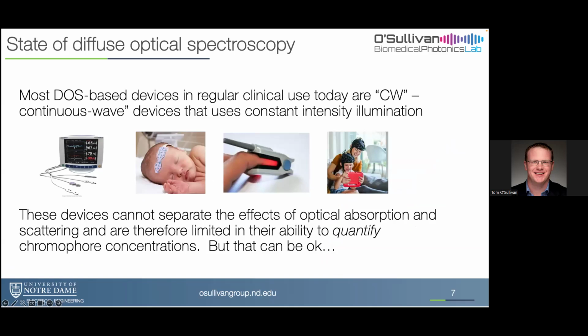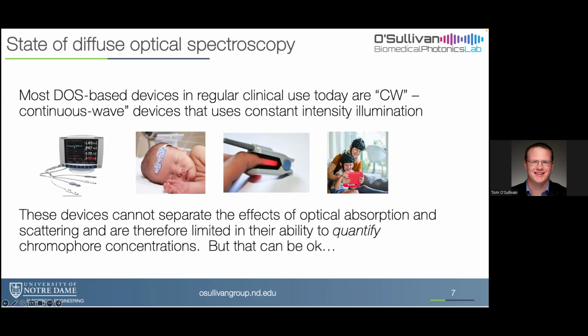Now, kind of jumping to the conclusion here, we'll revisit this, but every single FDA cleared device that uses diffuse optical spectroscopy is continuous wave imaging, okay? And as we will see, these devices can't inherently, or at least easily, separate the effects of absorption and scattering. You certainly can't do that if you only have a single source detector separation, because you're taking one measurement of light attenuation, and there's no way mathematically to separate why that light got attenuated. Was it due to absorption or scattering?